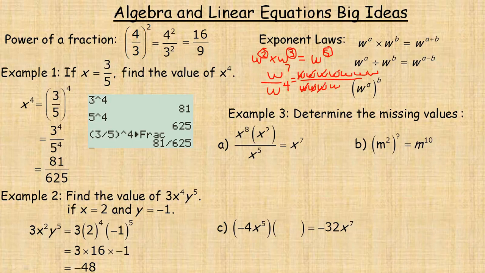Those divide out, those divide out. So notice that there are 3 of them left: w times w times w. So that's why that would be w to the power of 3. Again, the 3 comes from subtracting 7 minus 4.